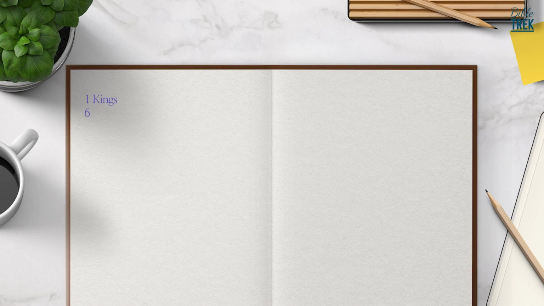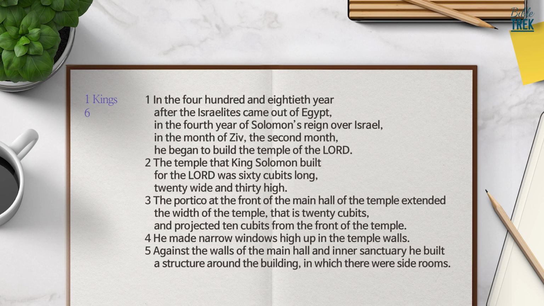1 Kings 6. In the 480th year after the Israelites came out of Egypt, in the 4th year of Solomon's reign over Israel, in the month of Ziv, in the 2nd month, he began to build the temple of the Lord. The temple that King Solomon built for the Lord was 60 cubits long, 20 wide, and 30 high.